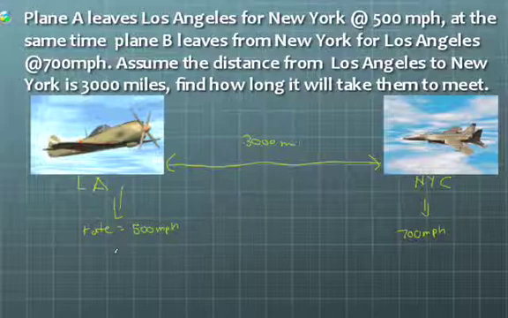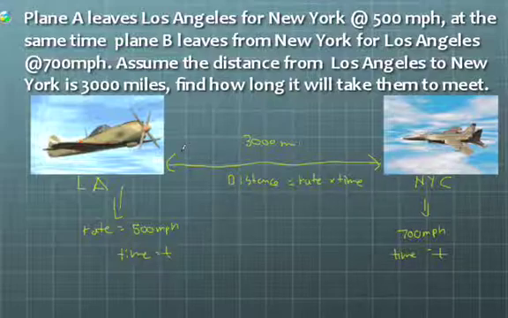Okay, they start at the same time. So there's no delay, or no one is in front of the other. So we're going to call time equals t for this one here, and time equals t for this guy over here. Okay, so we know that distance equals rate times time.